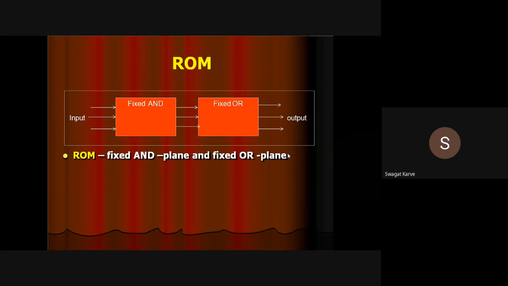This is the ROM, read only memory, and that's why the name read only, because we cannot program it, we can only read because it has a fixed structure. You cannot modify that structure, or even program that structure, and that's why the name read only memory, because both the AND array as well as the OR array are fixed. That is ROM.